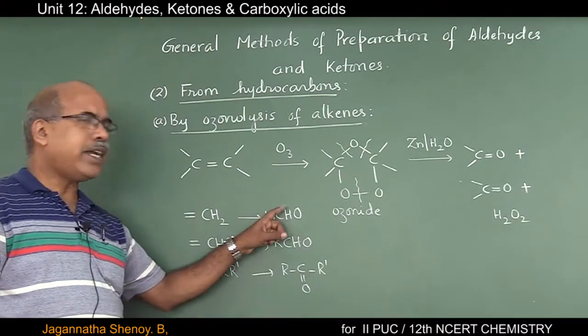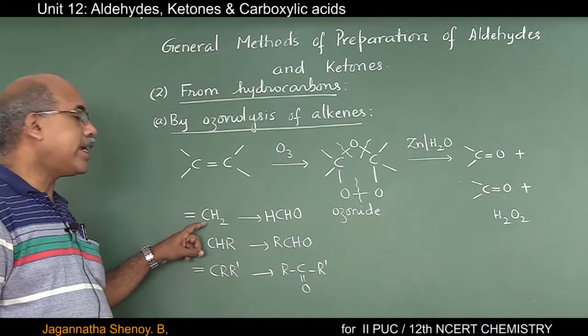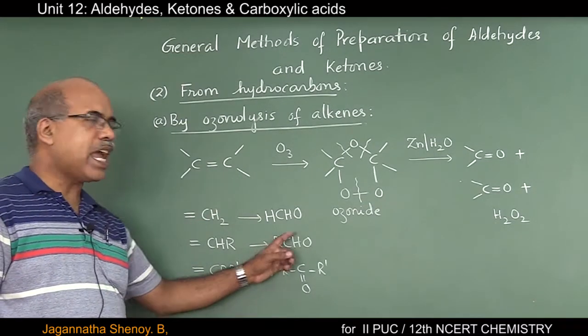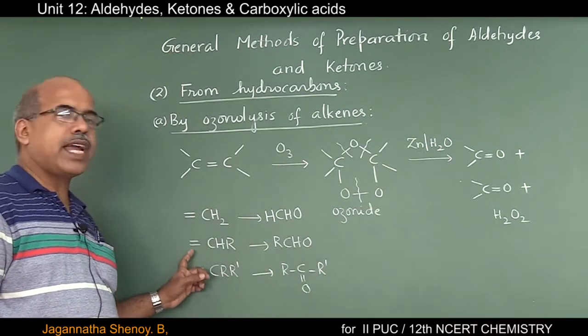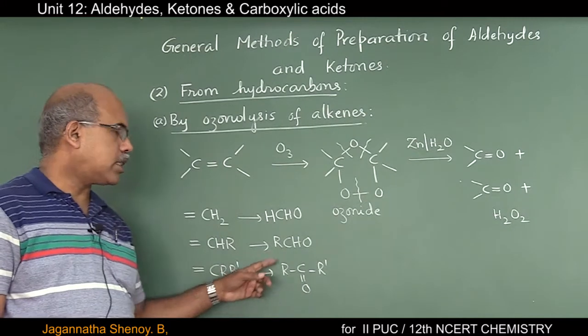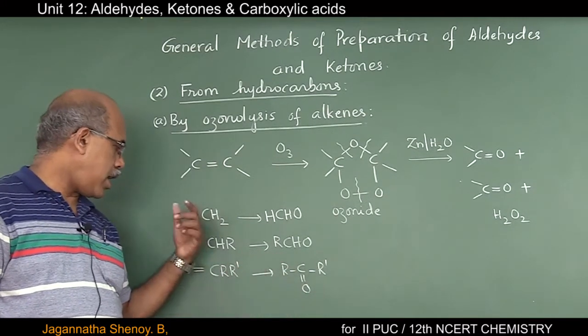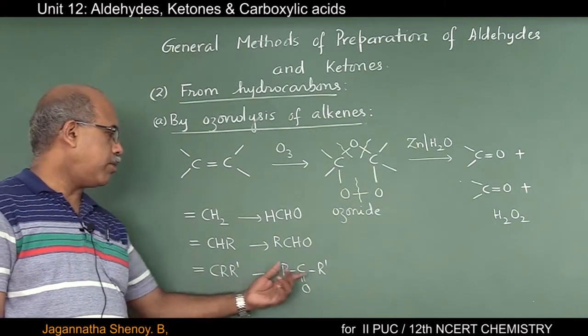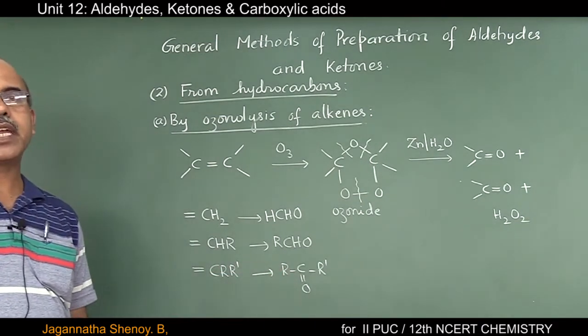If formaldehyde is formed, the starting alkene must contain a double bond CH2 group. If you get any other aldehyde, the starting alkene must contain a double bond CHR group. If the starting alkene contains a double bond CRR dash group, the product of ozonolysis must be ketone.